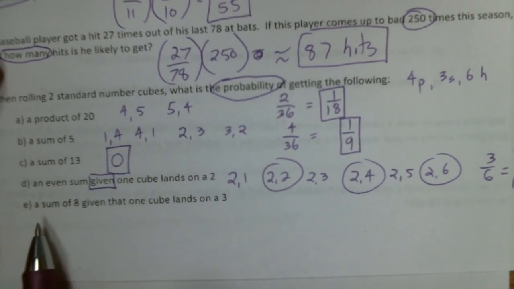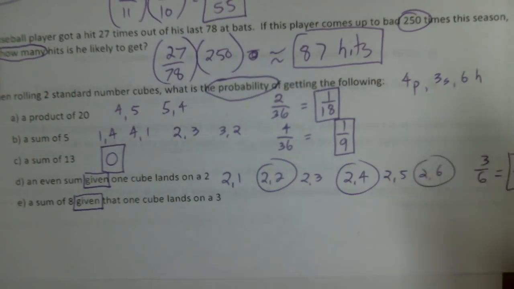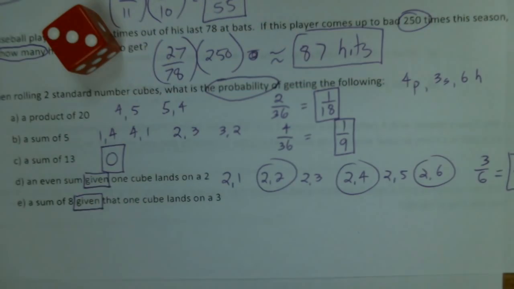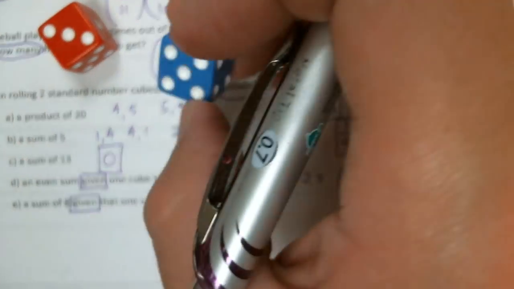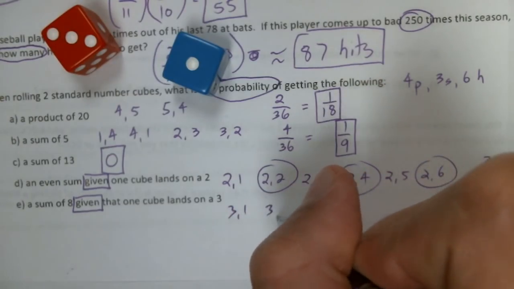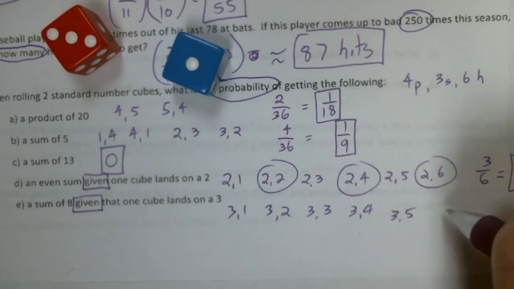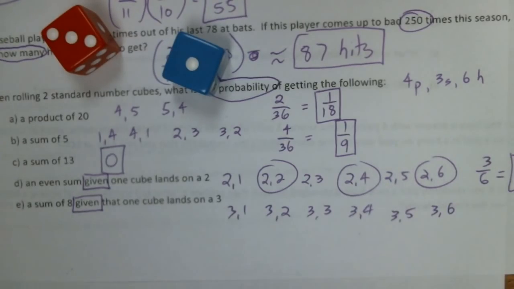Okay, same type of question here on E, given under the condition that it lands on a 3. All right, so let's say this time the red one lands on a 3. Okay, what are my possible outcomes? All right, I can have a 3 and a 1, 3 and a 2, 3 and a 3, 3 and a 4, 3 and a 5, 3 and a 6, just like we had before.